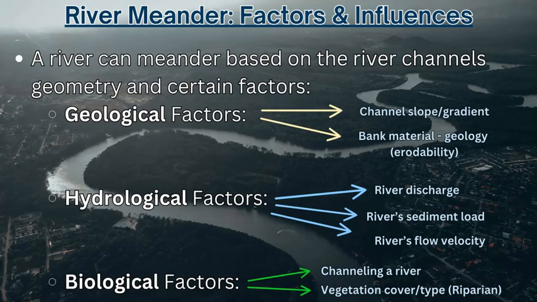A river is a dynamic system, and to create a meander within a river system at a certain location along the course of the river, you would need certain factors to create this meander. And these factors are in three main divisions or three main sectors or types. You have geological factors, which include the channel slope and gradient, how steep the river is. That will relate to the type of flow, laminar or turbulent, and also the velocity and the ability for the river to erode the channel and riverbed.